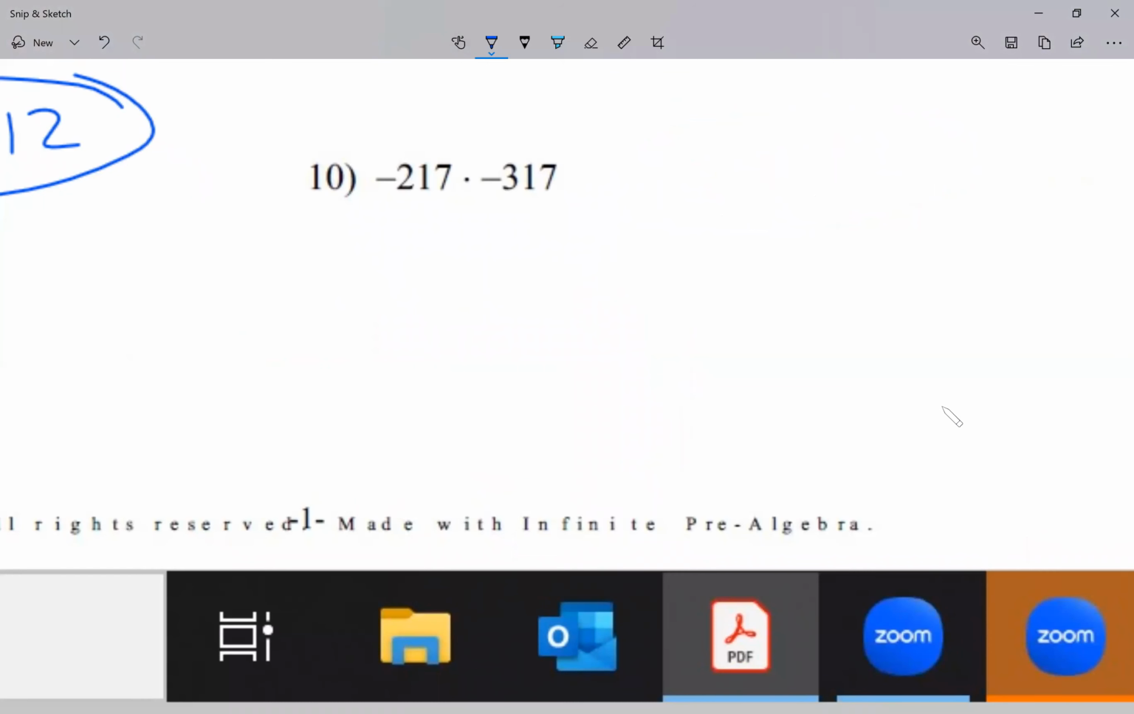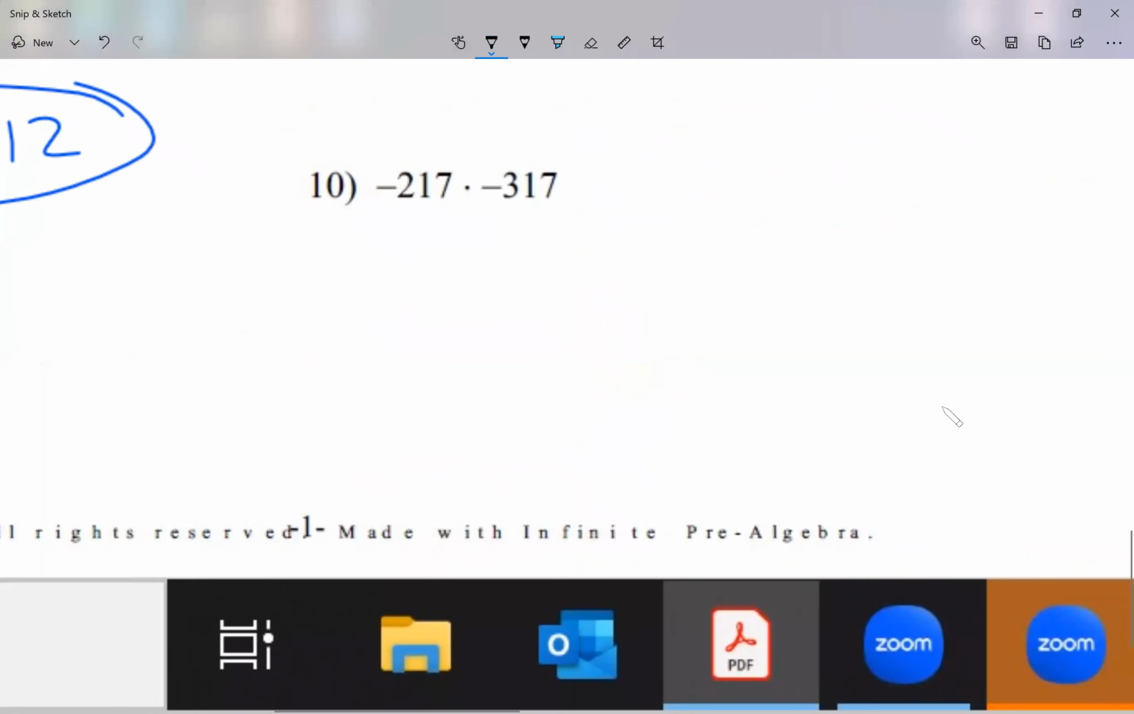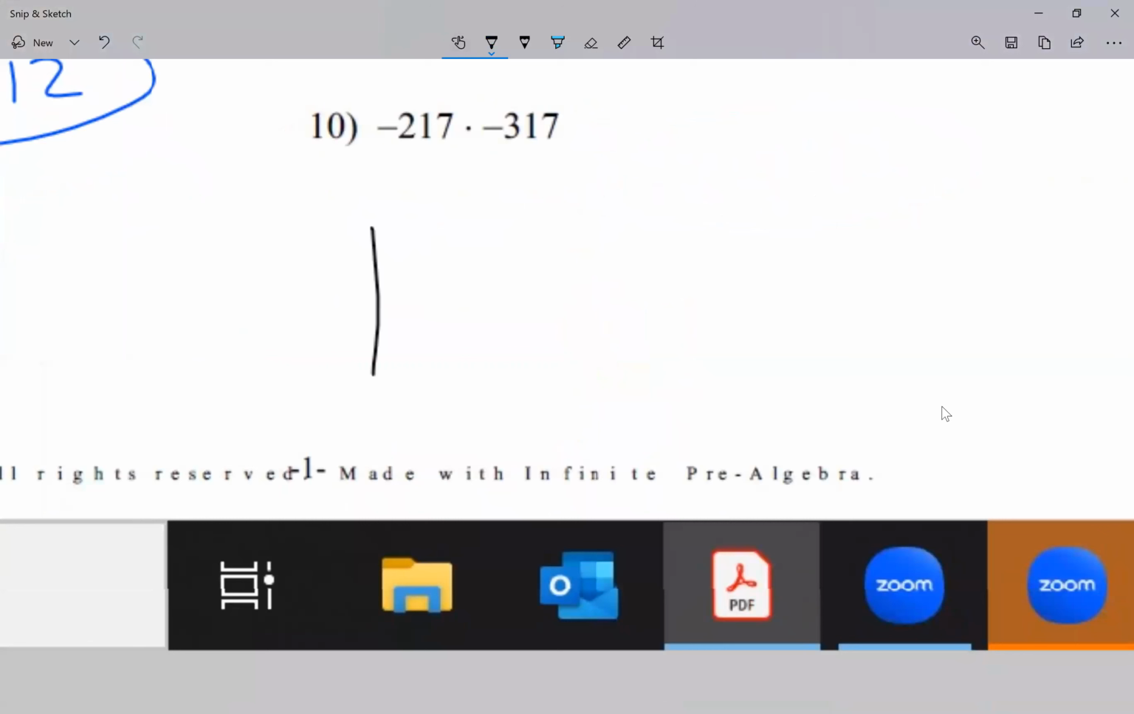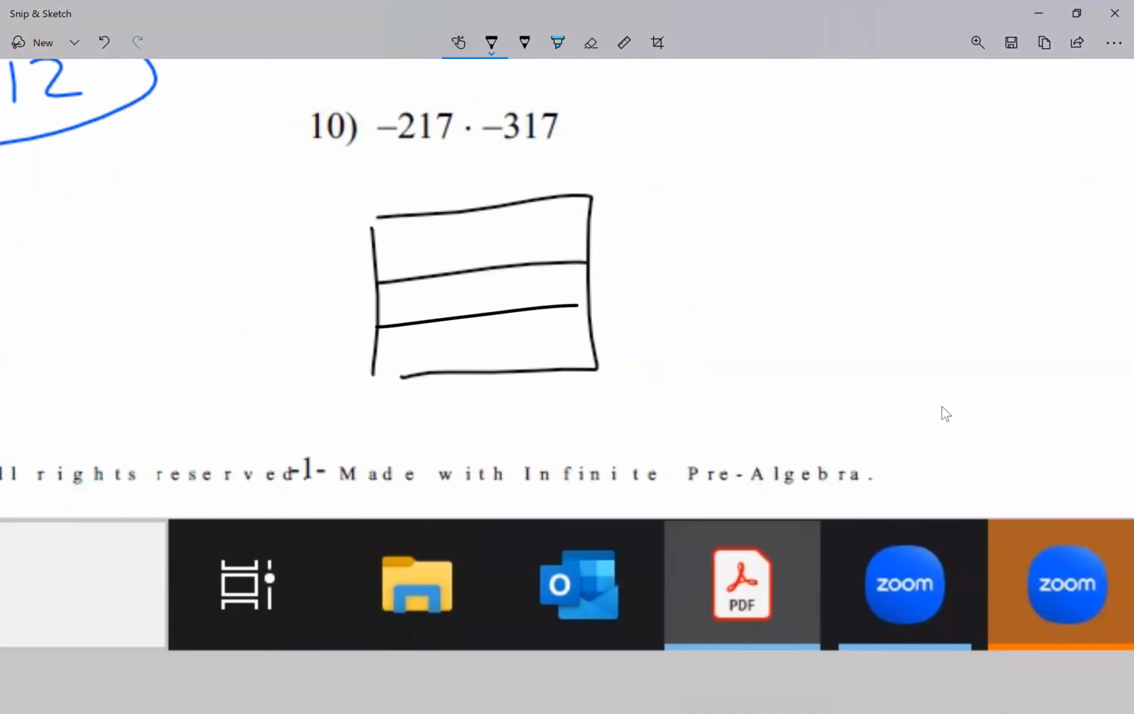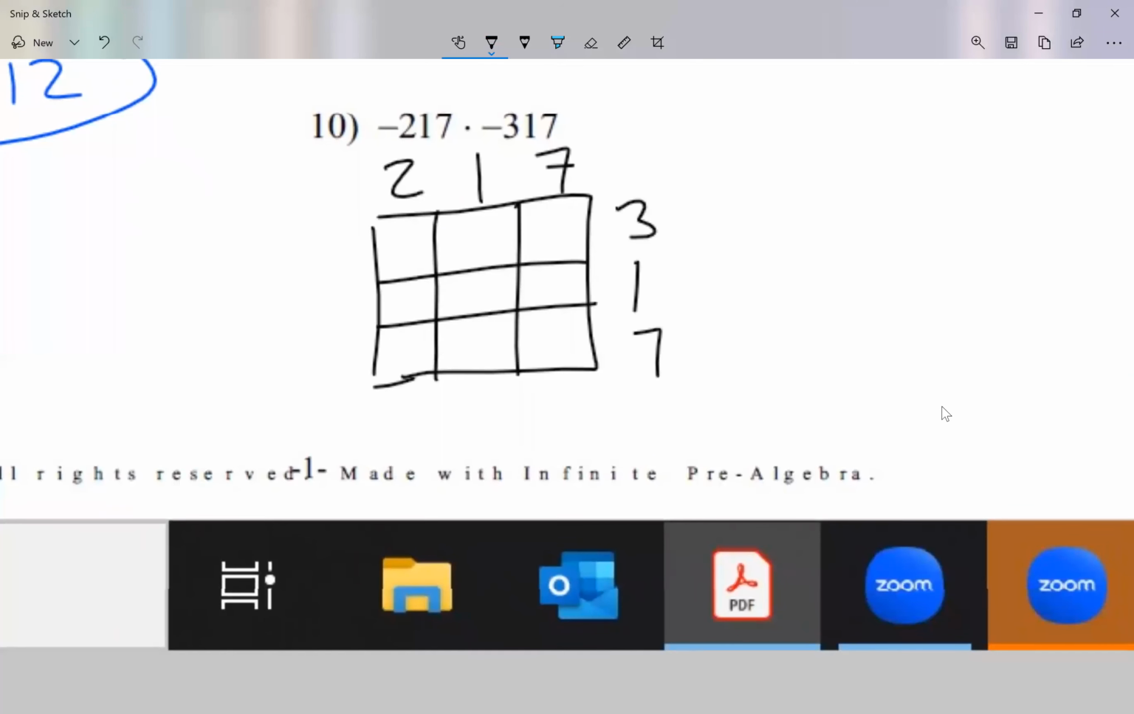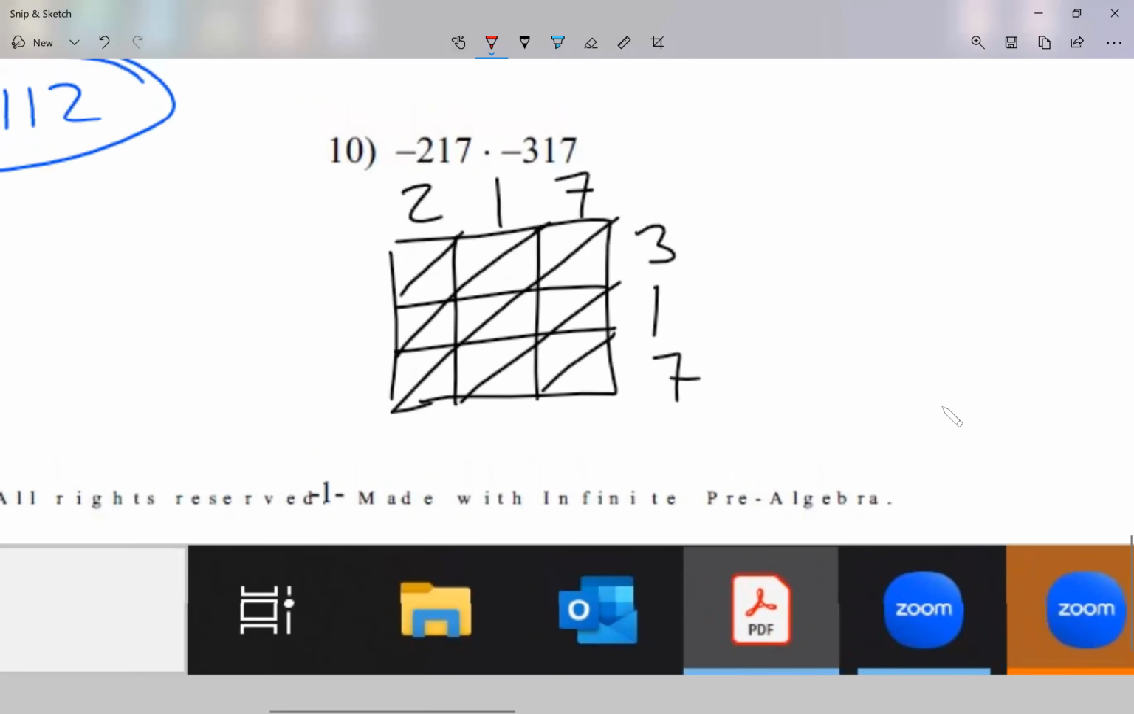Let me take a look at another case. I'm going to do a 3x3 again. Actually, let's do this in black. I'm going to do a 3x3 box. This is what we call the lattice method. Something new. I wish you guys do try it. It's really, really cool to work. So I'm going to go 217 times 317. Then I'm going to cut each of my boxes in half. For each of my boxes, I'm going to multiply the number in the top times the number at the side. And my answer, I'm going to write it using 2 digits.